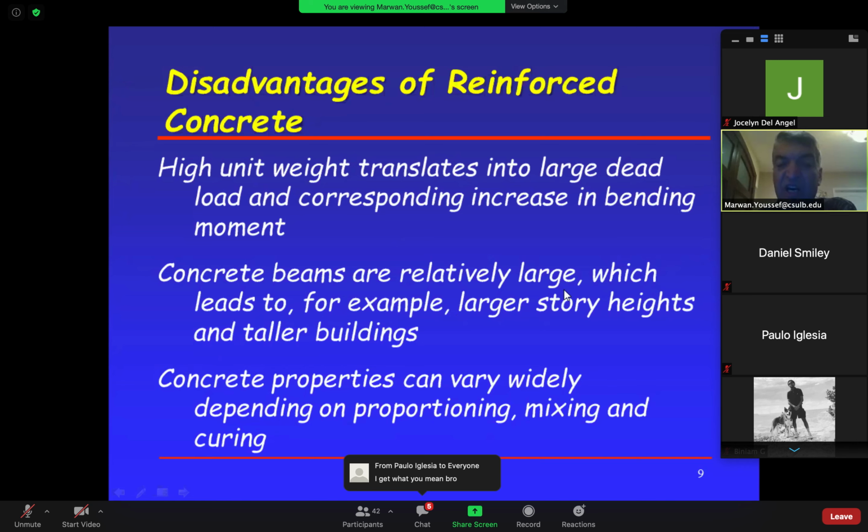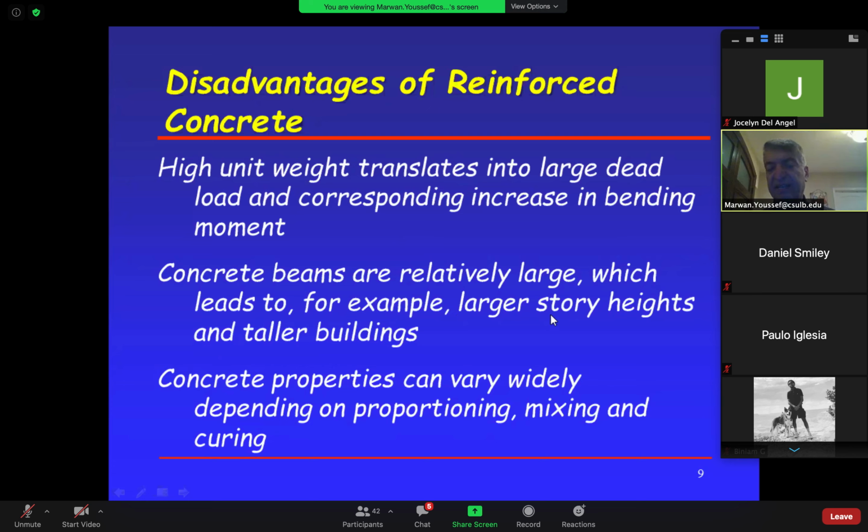Concrete beams are relatively large. I just mentioned that, usually 16 by 24, roughly. Those beams in parking structures you see are roughly 18 inches wide by about 30 inches deep. Huge. And the spans on those are 60 feet, 63 or 64 feet long. So those are very heavy. That's why concrete beams are relatively large, which leads to, for example, larger story height and taller buildings.